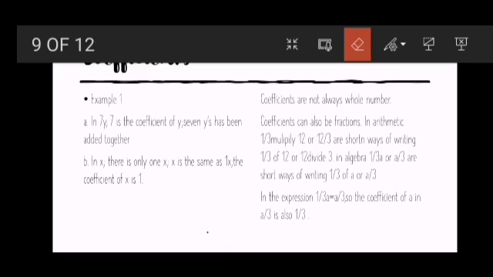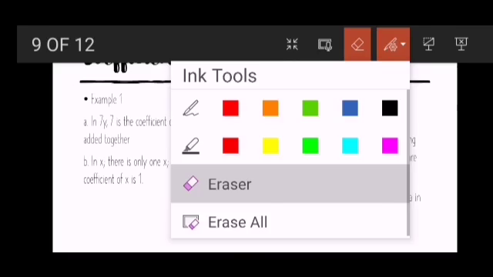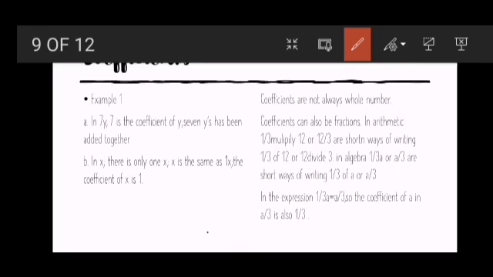So the next one will be another example. In x, there is only 1. I'm going to tell you guys this thing: at the front of x, if you see x, there is one invisible 1 at the front, but you can't see it.